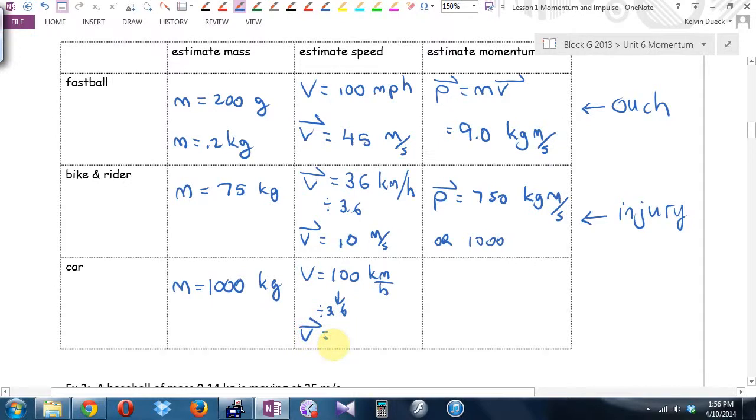What's the speed in meters per second? This one you can use a calculator for. 27.8. You know what? I'm going to say approximately 30 meters per second. We're being very rough. In your head, without a calculator, what's the momentum of a car?